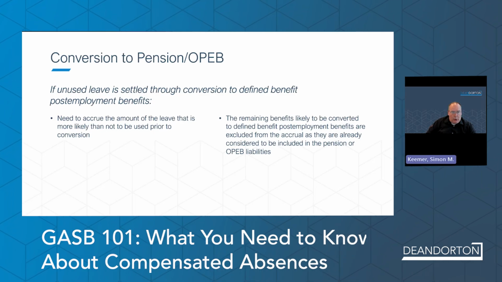One of the pitfalls that people can fall into is to try and shortcut that and say, oh, well, my sick leave upon termination converts to the defined pension or OPEB plan, therefore under GASB 101, I don't need to accrue that. And so they don't accrue any of their sick leave. And that actually gets you to the wrong answer. You do have to accrue for the portion of the sick leave that would be used, or more likely than not to be used, by employees prior to them terminating and converting. I hope that makes that clear.